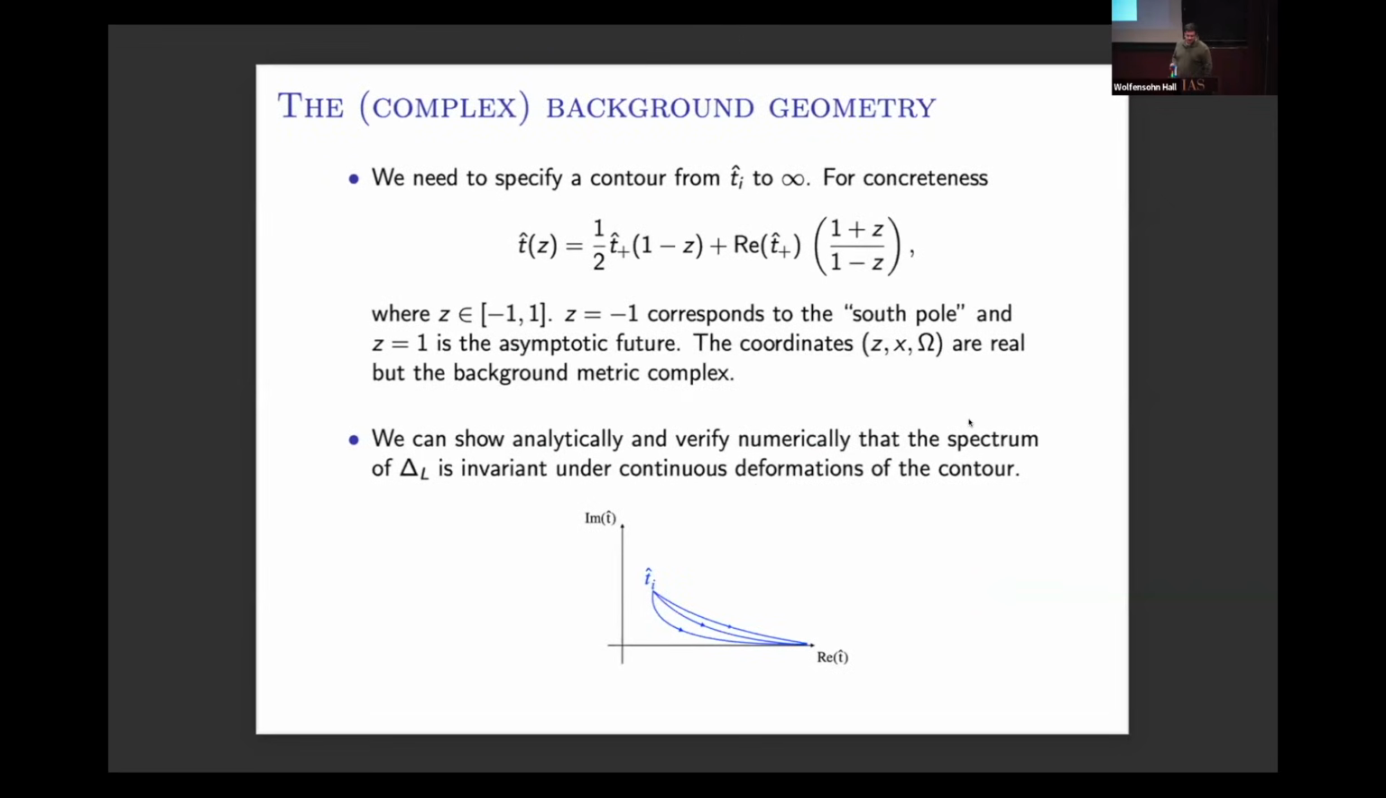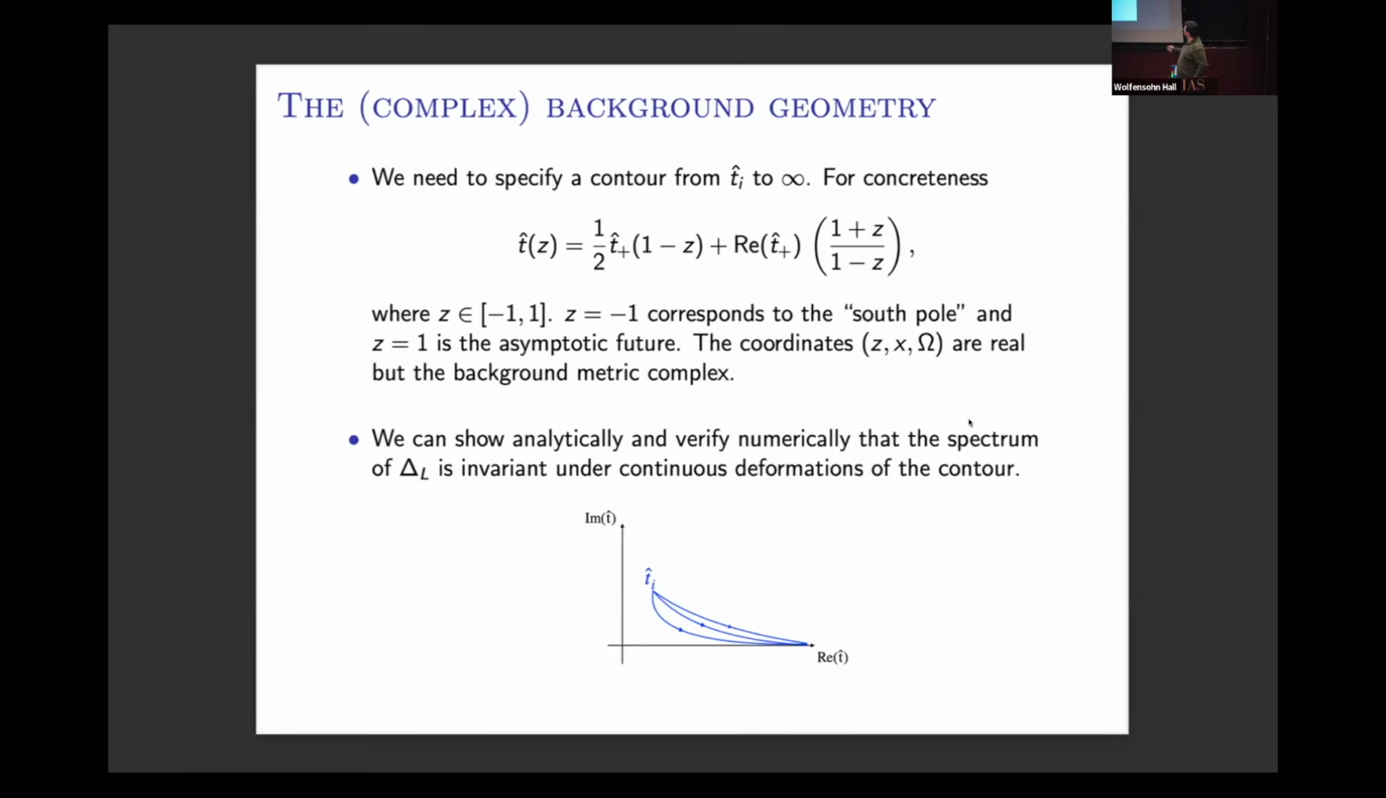The first manifestation of this problem is that I told you that the geometry is a contour that goes from initial t hat to infinity, but which contour should you take? For concreteness, we took this one. So we write t hat in terms of a real parameter c. When c is -1, you're at, sorry, this should be t hat I, the initial t hat. And when c goes to +1, this blows up and you go to +infinity. So the -1 to 1 real interval is mapped to a contour that goes from t hat initial to infinity. So then we have a complex metric, but now in real coordinates, and you can formulate the problem better.